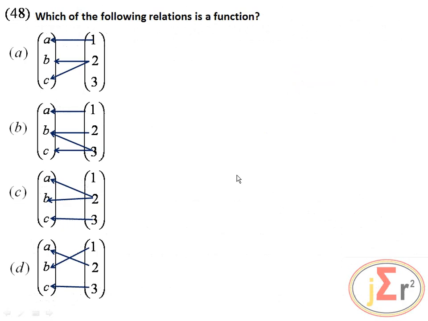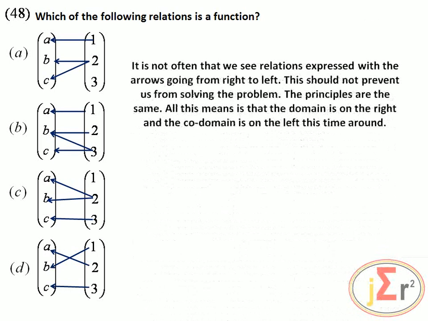Which of the following relations is a function? It is not often that we see relations expressed with the arrows going from right to left. This should not prevent us from solving the problem. The principles are the same. All this means is that the domain is on the right hand side and the codomain is on the left hand side this time around.